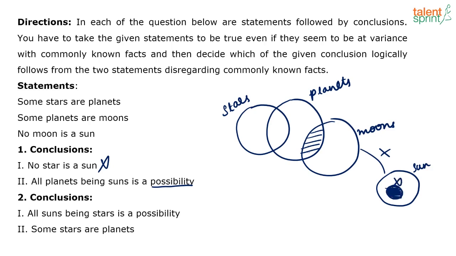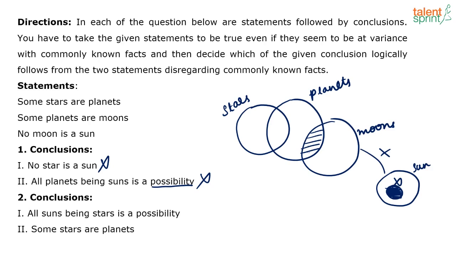So this possibility cannot happen, correct? So this does not follow. So both the conclusions do not follow here. Is it clear? Let me just explain it once again. The first conclusion, no star is sun, is not a definite conclusion, so directly I can say it does not follow. Whenever you have a conclusion with the word possibility in it, check it this way, okay?